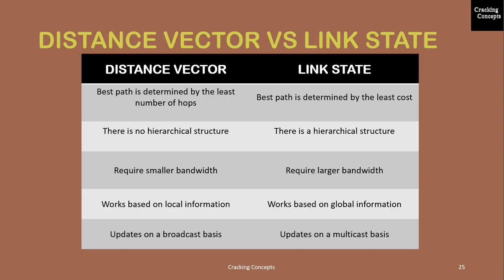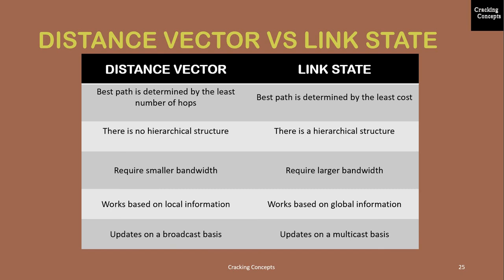Distance vector requires smaller bandwidth as there is no flooding. The packets are small and the sharing is local. Whereas link state requires larger bandwidth for flooding problems and for transmitting large link state packets.